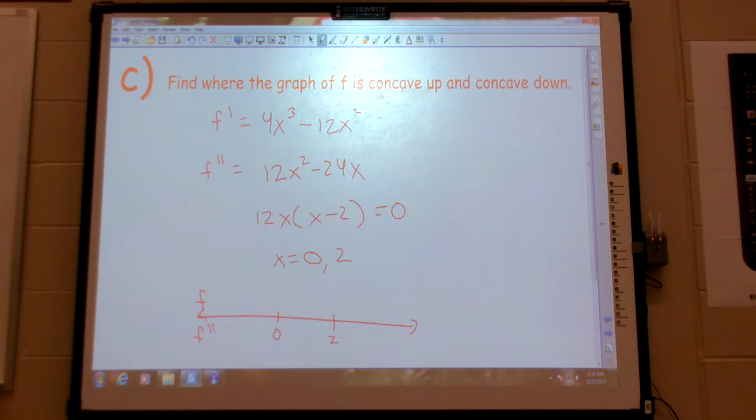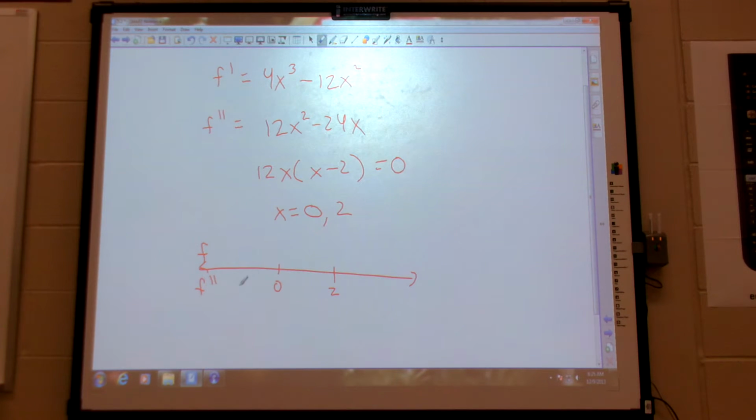0 and 2. So if I pick negative 1, remember I'm plugging in here. Negative and a negative, positive. Pick 1, positive, negative. Pick 3, positive, positive. So it tells me it's up, down, up.